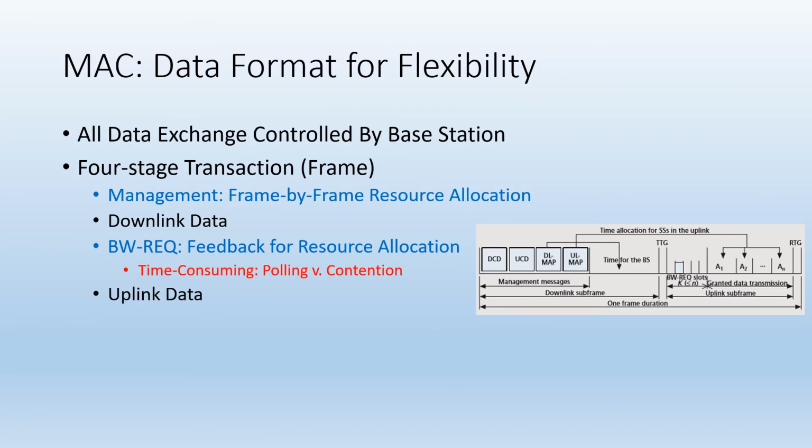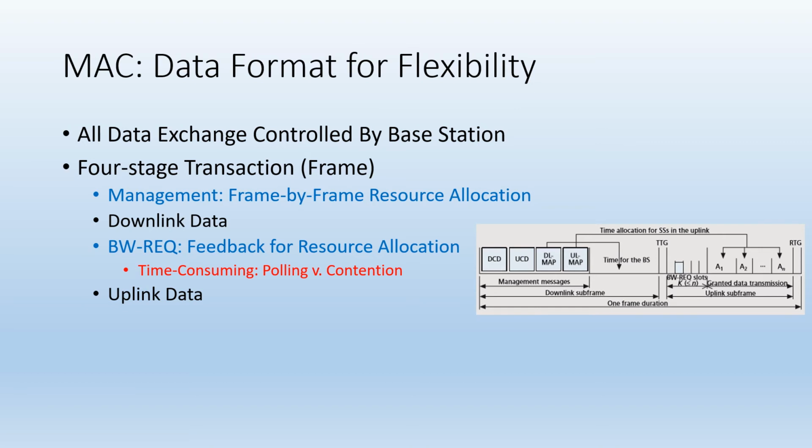If the physical layer largely addresses reliability, the MAC layer primarily addresses quality of service challenges. It does this by incorporating feedback and frequent resource reallocation. Firstly, I should point out that all data exchange is strictly controlled by the base station, which decides when and how data is sent between it and subscribers.